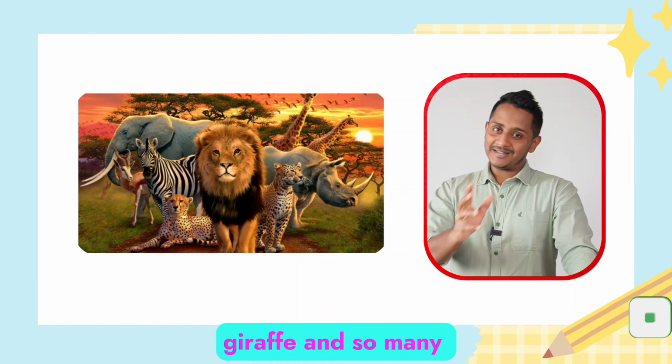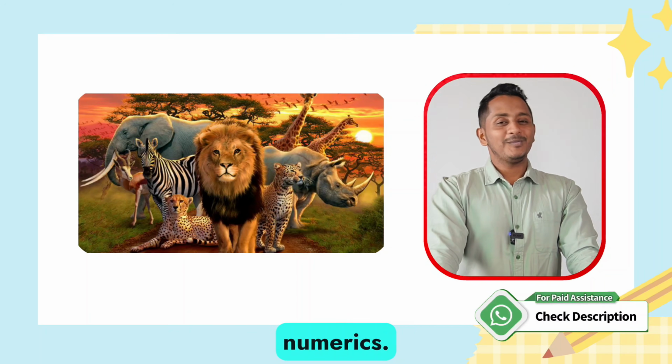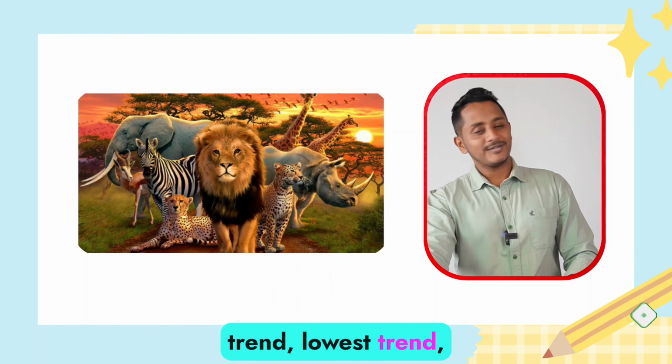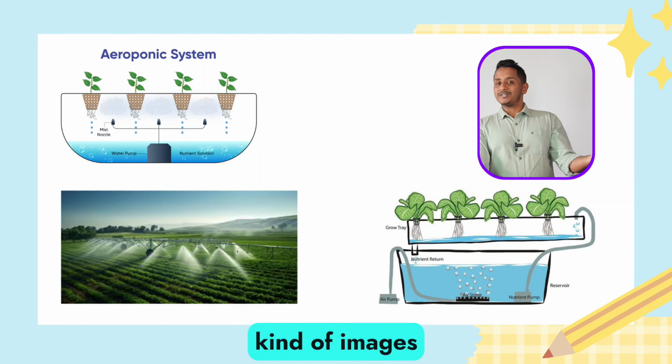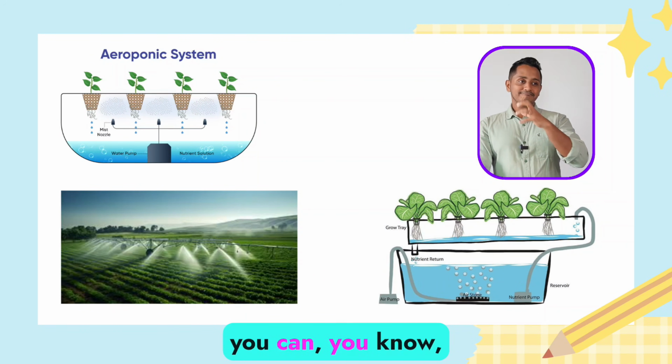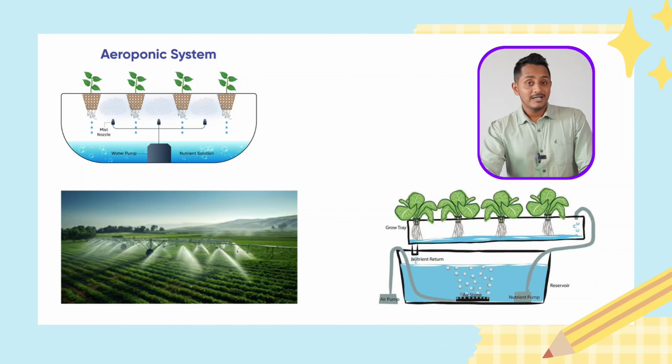But how about this image? Lion, rhinoceros, giraffe and so many things. How do you speak this? There are no numerics, there is no highest trend, lowest trend, some average values, nothing like that. How about these kinds of images wherein you can make out very little data from the image, and the rest you've got to speak something on your own?